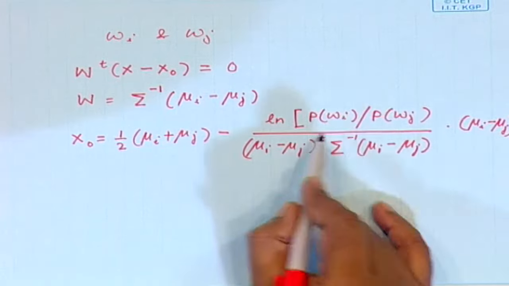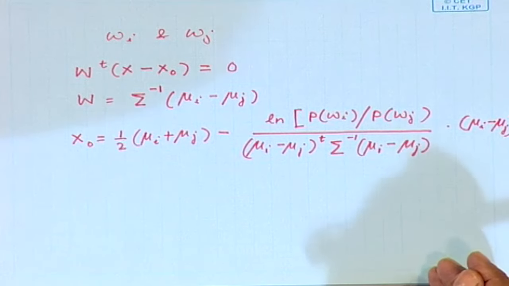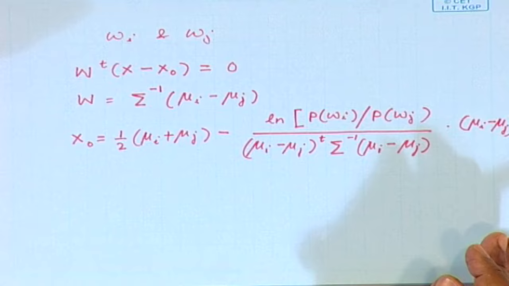So, when the classes are equally probable, the decision surface of the hyperplane passes through the midpoint of the line joining mu I and mu j, but it is in general not an orthogonal bisector. It is a bisector, but not orthogonal.